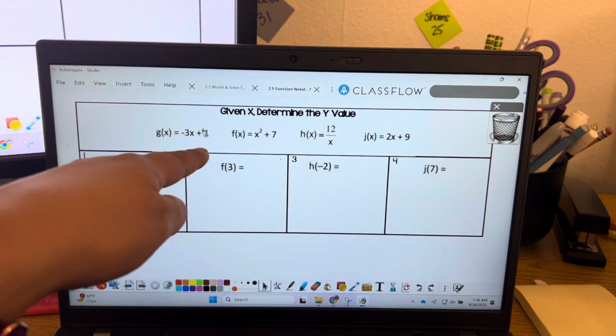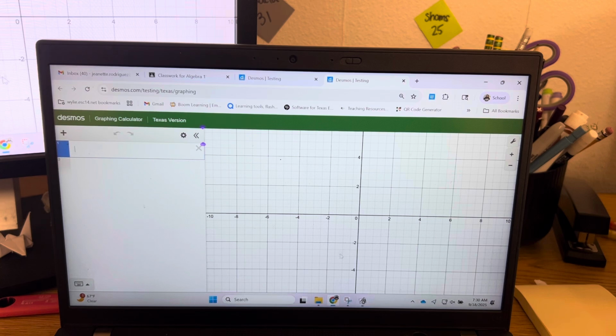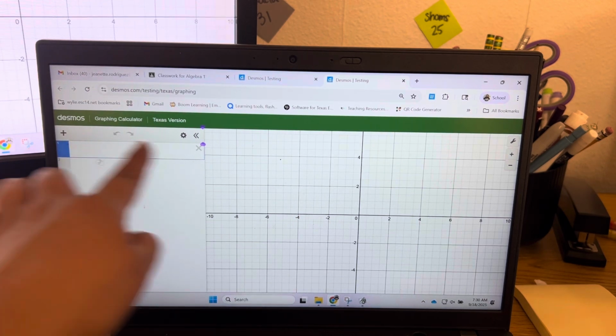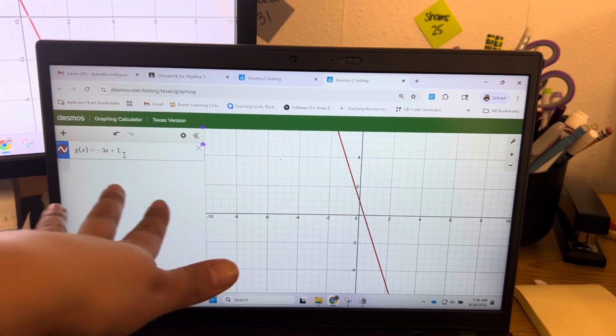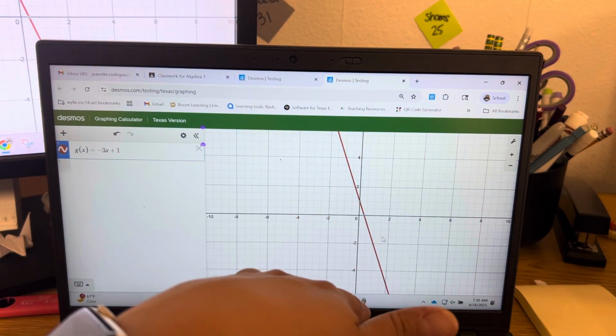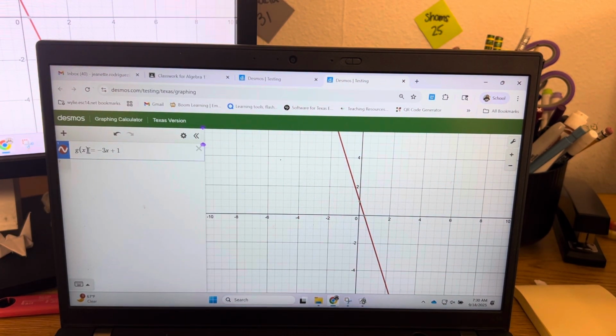The beauty of Desmos is I can literally type in this equation. So let's say I do g of x equals negative 3x plus 1. In this box right here, I type that in, literally like it's written on my questions. G of x equals negative 3x plus 1. And not only does it show it here, but it gives me what the graph would look like. So yay, that's what we're going to use a lot this year.